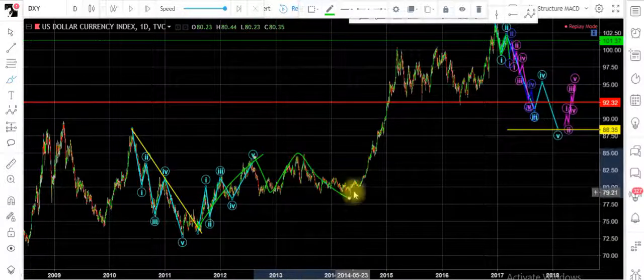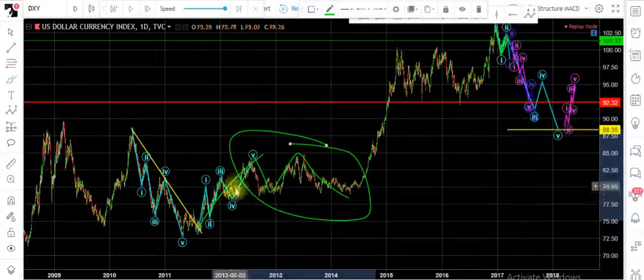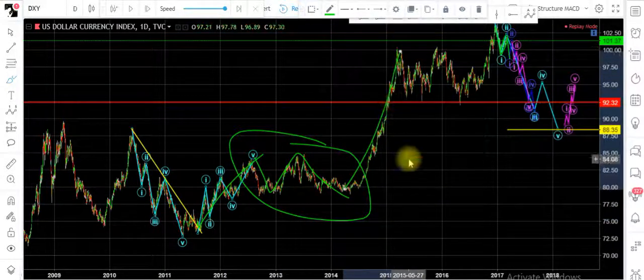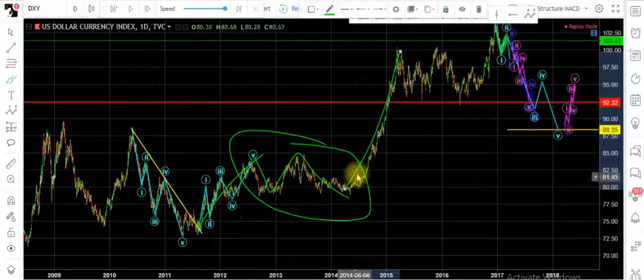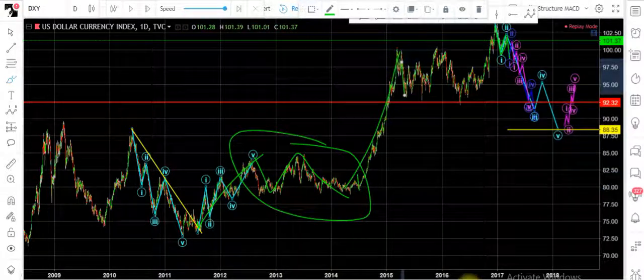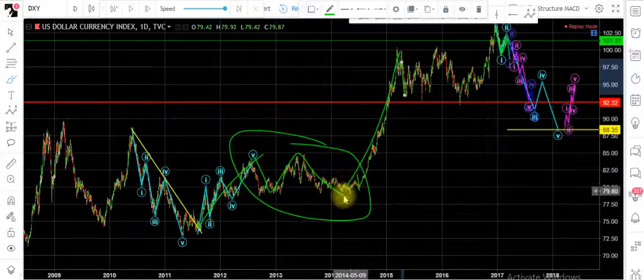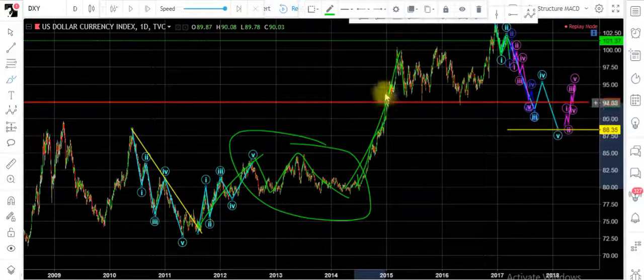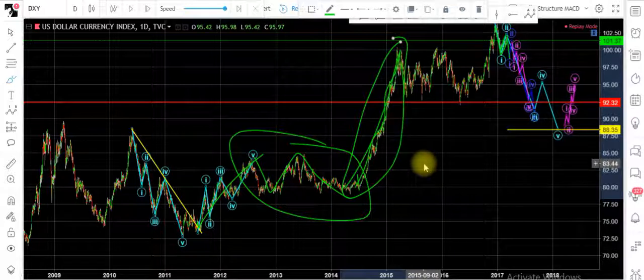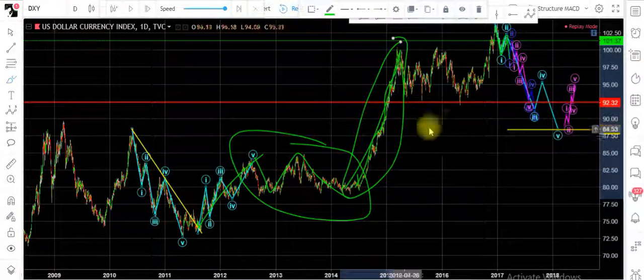Then we have this, quite a complex correction that went on for over 2 years, guys. And then we got that. So from mid 2014 through to mid 2015, for a year, the dollar just went up and up and up and up. Guys, have you any idea how many times you could have doubled or trebled your account in that move?